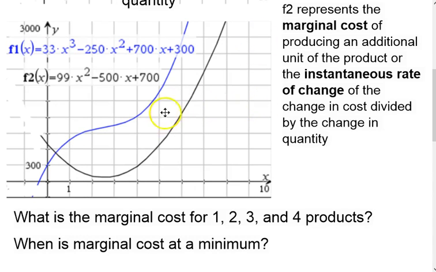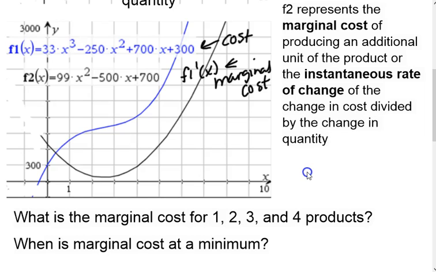So we want to know what's called the marginal cost. The marginal cost is the rate of change of the cost per quantity of tables, the cost per table. So the rate of change of the cost per table here, or the instantaneous rate of change at each one of these points, is the first derivative. So this f2 of x right here, this is actually f1 prime of x. So here's my cost function, and this is called my marginal cost, which is the rate of change of the cost per table.